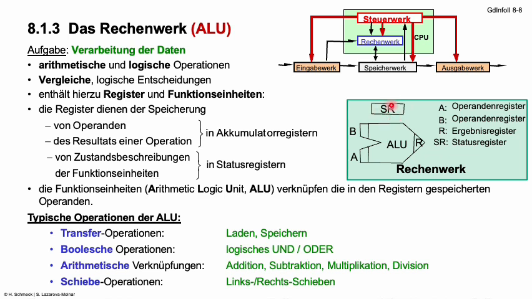So anything that needs to be remembered or the status of the arithmetic logic unit could be stored in this status register. So the functional units, or the arithmetic logic unit, basically link those operands that are stored in the registers. And then we have typical operations for this unit.